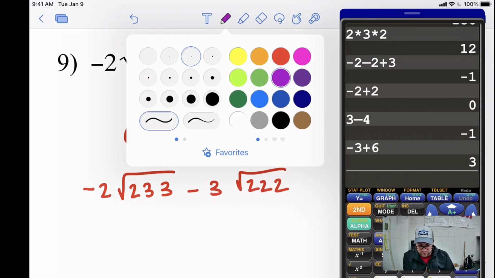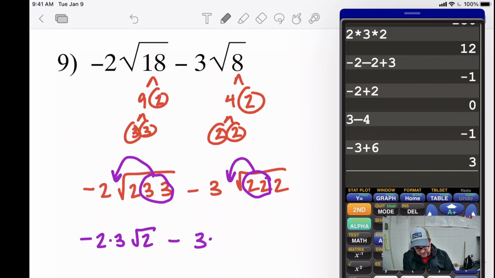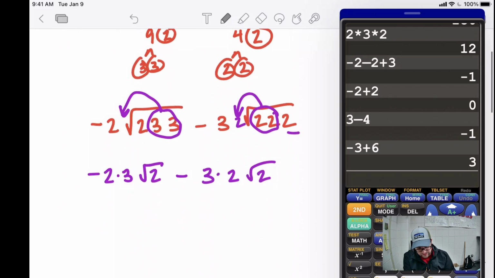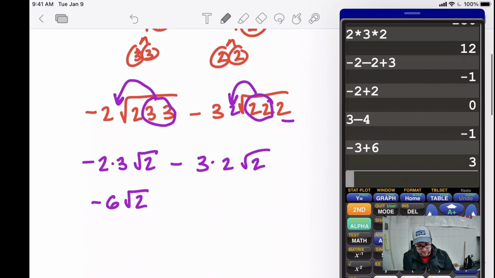Let's do any 2-for-1 special. So we have a 2-for-1 special right here. And we have a 2-for-1 special right here. So I'm going to have negative 2 times 3 square roots of 2 minus 3 times 2, because we pulled out that 2, right? Square roots of 2, because it was left over. Negative 2 times 3 is going to give us a negative 6 square root of 2. Negative 3 times 2 is going to give us a negative 6 square root of 2.